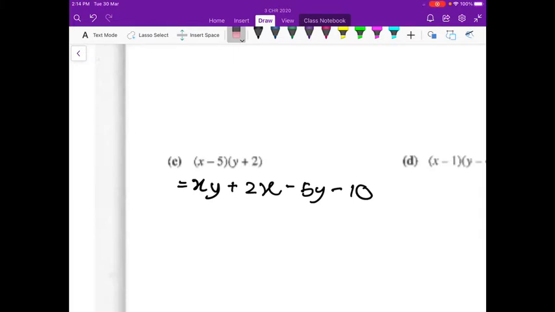Yes. Okay, so this is the next answer. xy plus 2x minus 5y minus 10.